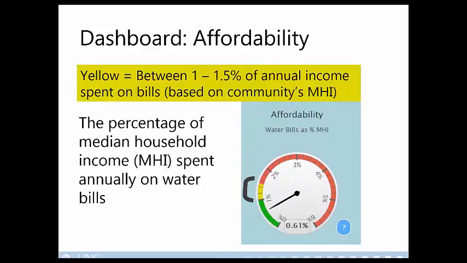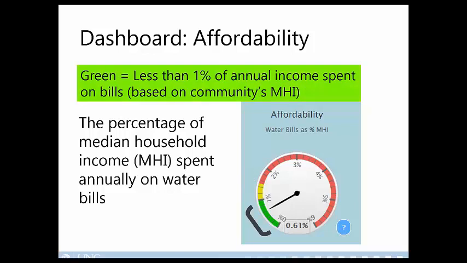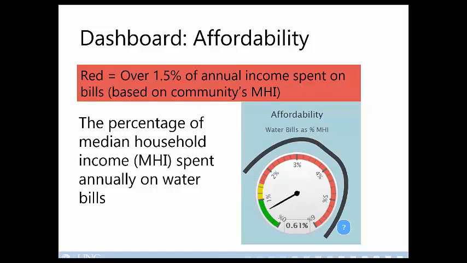This yellow segment here is again between about 1 and 1.5, and that means that 1 to 1.5% of your annual income is spent on water bills based on your community's median household income. And then this larger red segment is if you're spending over 1.5% of your annual income, and it goes from 1.5 all the way up to 6%, which could be quite unaffordable for many people.